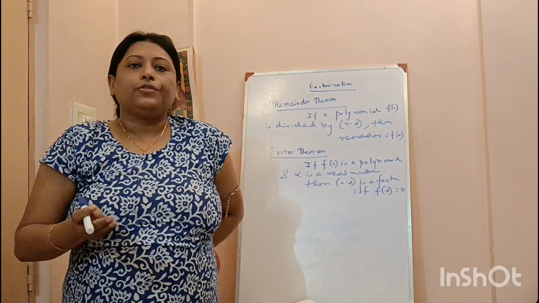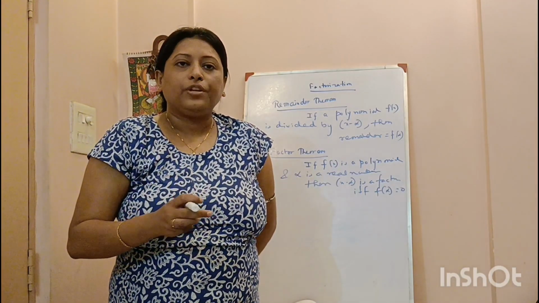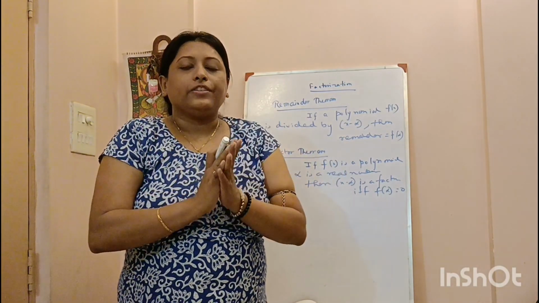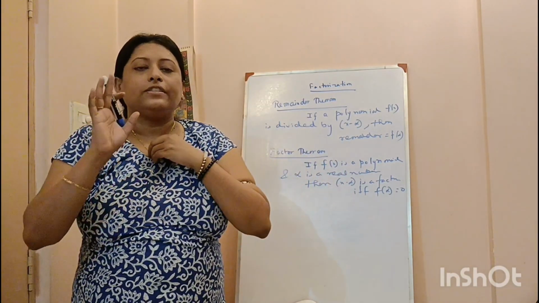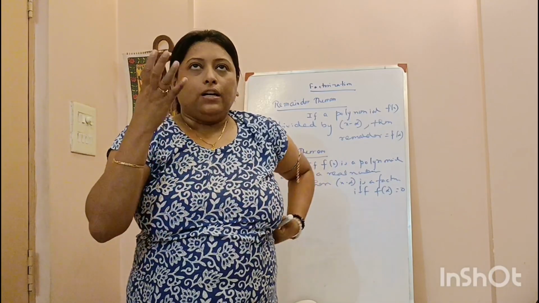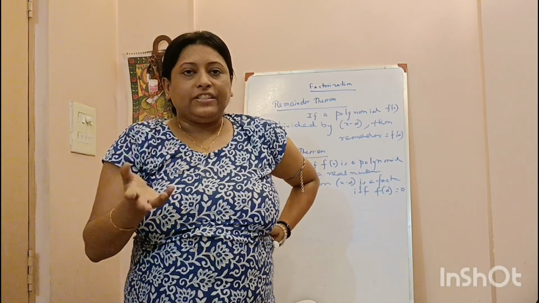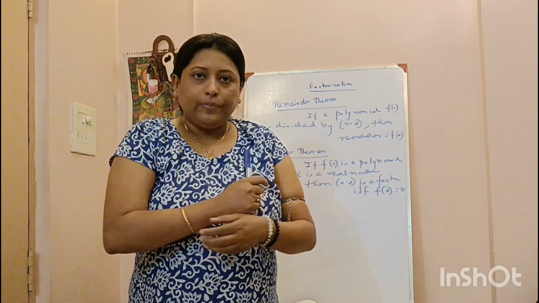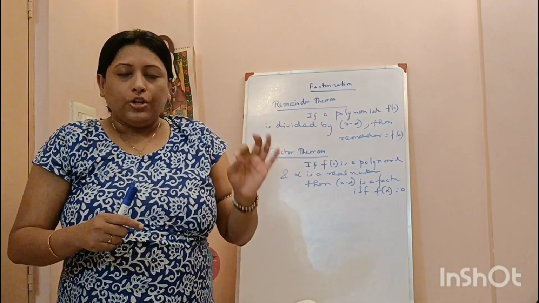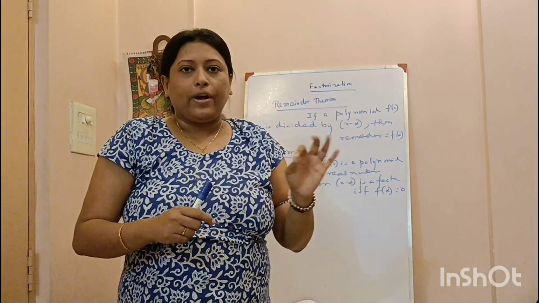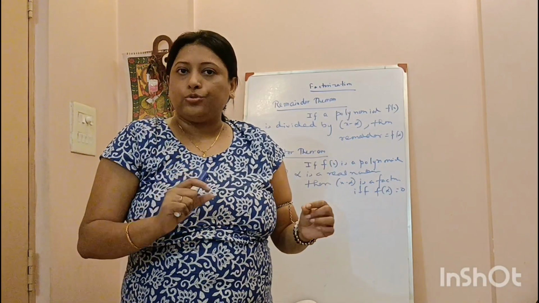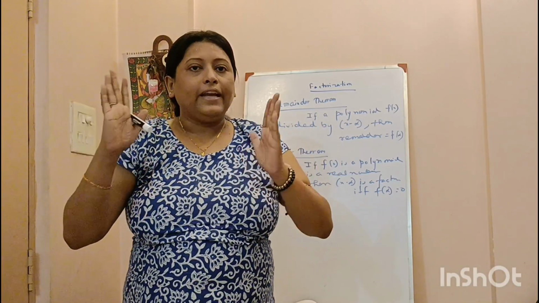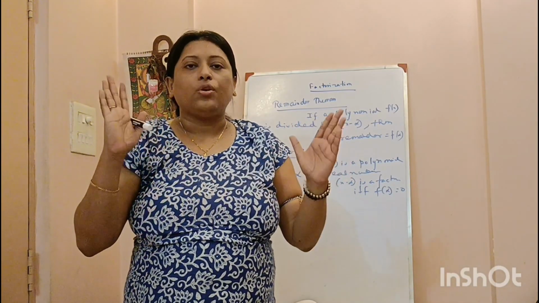Remainder theorem, factor theorem, root of a polynomial, division algorithm, factor of a polynomial, and what is a polynomial. For factorization, you have to know what a polynomial is and what its degree is. You have to know the division algorithm, factor of a polynomial, remainder theorem, root of a polynomial, and factor theorem. If you know this, then you can easily do all the sums of factorization.